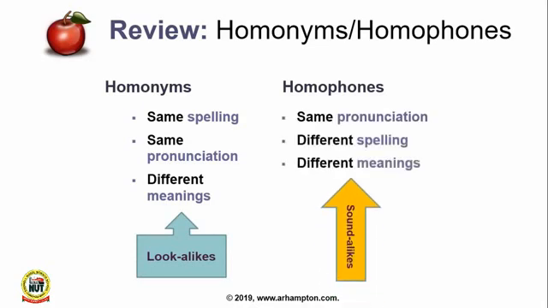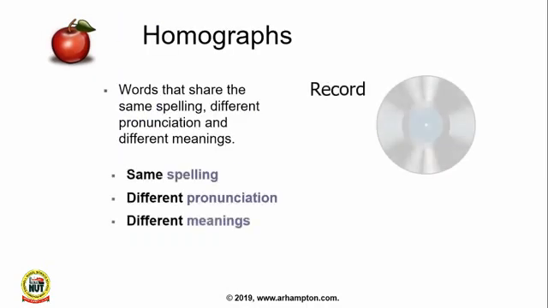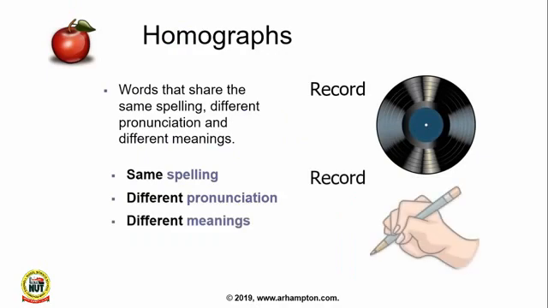Homophones have the same pronunciation, different spellings, different meanings, and they are called sound-alikes. Okay, so here's the addition to the 2019 lecture on homonyms and homophones, which are homographs. Homographs are words that share the same spelling, different pronunciation, and different meanings. Again, homographs, same spelling, different pronunciation, different meanings.